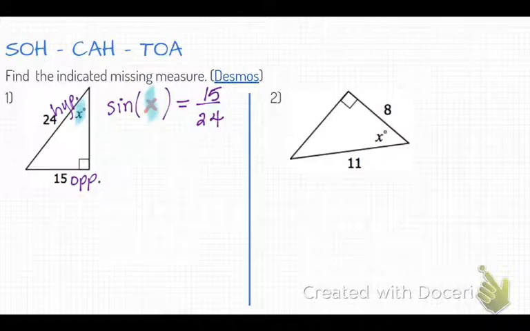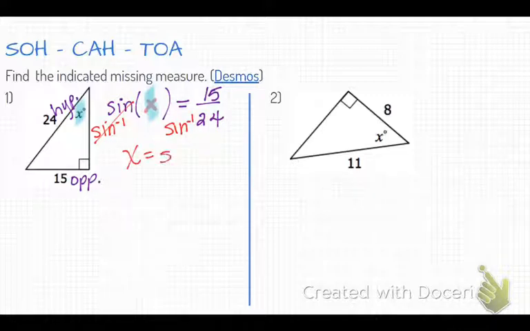x isn't by itself, so I have to apply the inverse trig function to it. So remember, inverse trig is with my little -1 exponent. So that means I have x equals inverse sine of 15 over 24. Okay, do you remember seeing that last year?